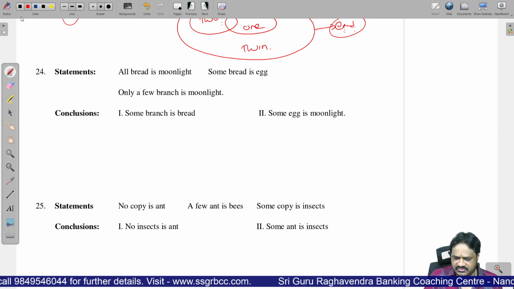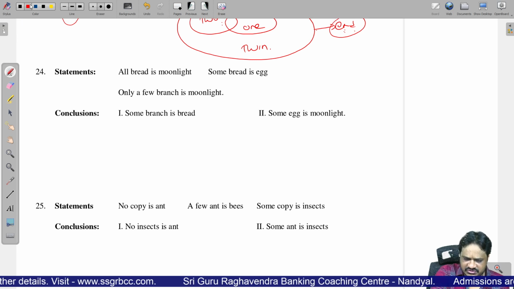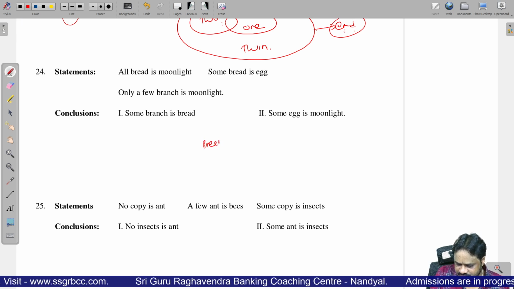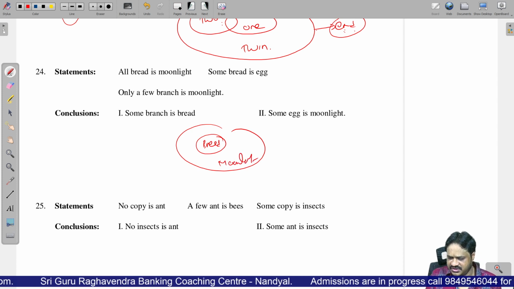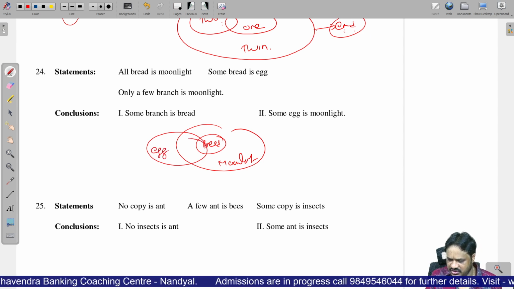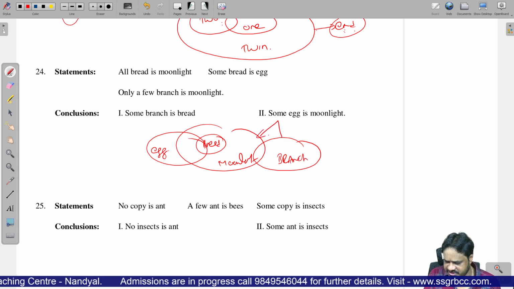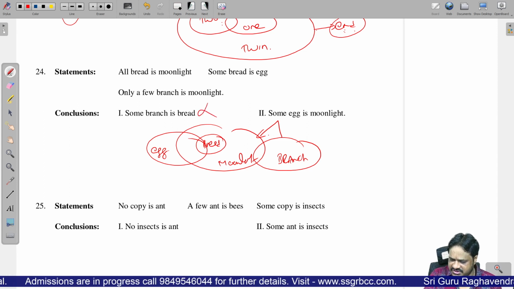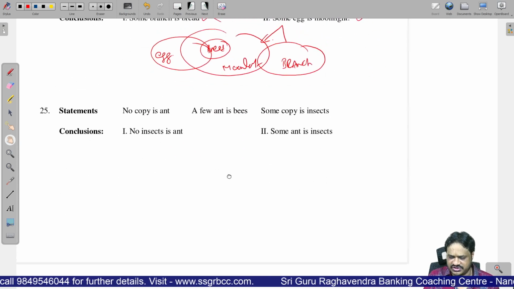All bread is moonlight, some bread is egg, only few branch is moonlight. First one, some branch is bread does not follow. Some egg is moonlight definitely follows. So only second one definitely follows. Then see the next question.